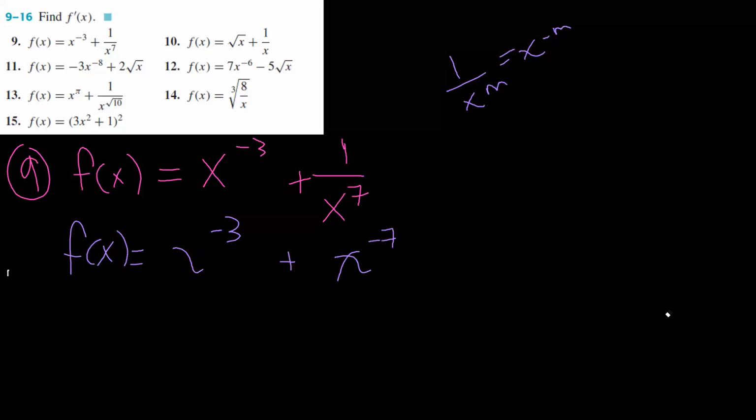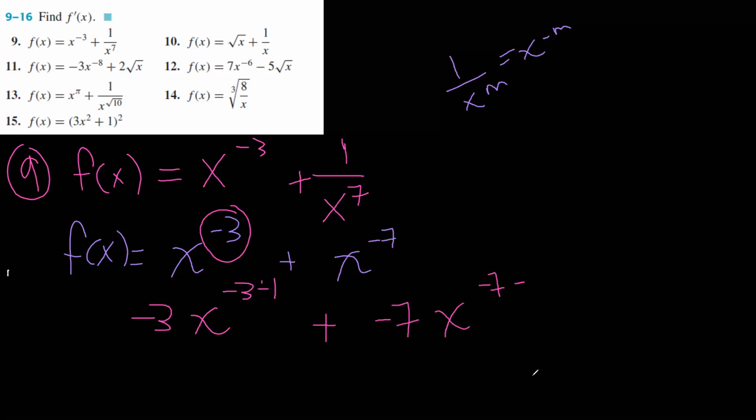The first step, let's take negative 3 here. x raised to the power negative 3 plus, minus 1, plus negative 7 x raised to the power negative 7 minus 1. As we said before, since the derivative of x to the power n is n x raised to the power n minus 1. Here is n, and here is n minus 1.